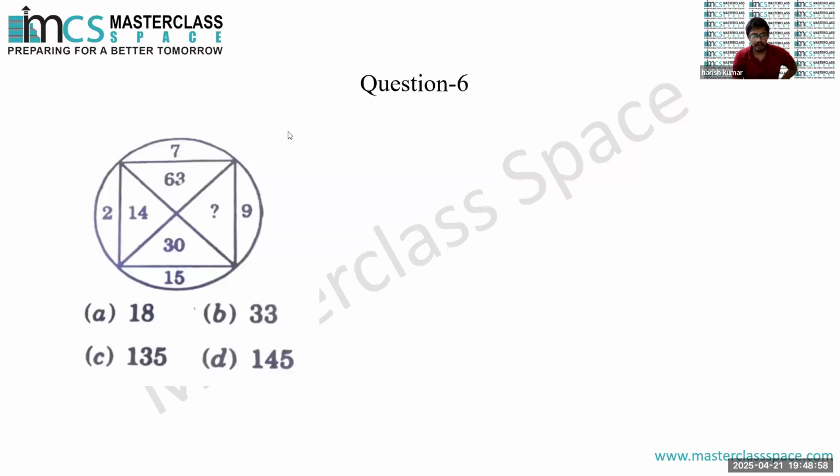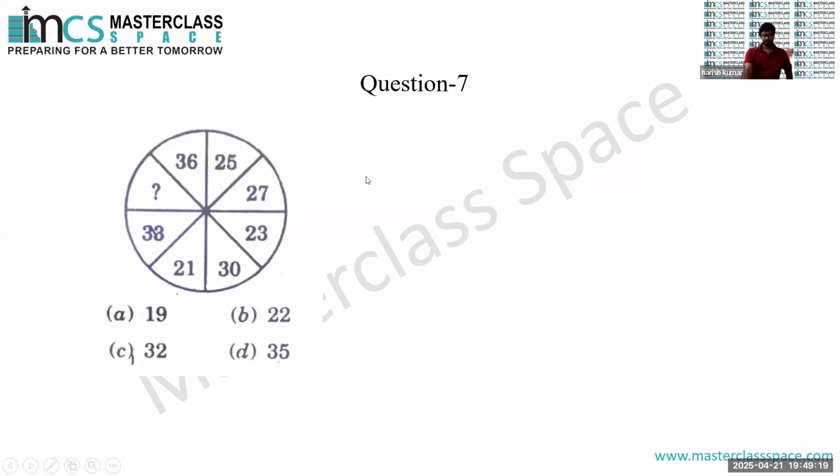Okay, so how do I look? So I have 63. 63, I can directly see that it is a multiple of 7. So I'll multiply 9 into 7. 14 is 7 into 2. 30 is 2 into 15. So this has to be a multiple of 15 and 9. What is 15 into 9? 135. Correct, guys. Option C is your right answer. It's a simple one. What about this one?